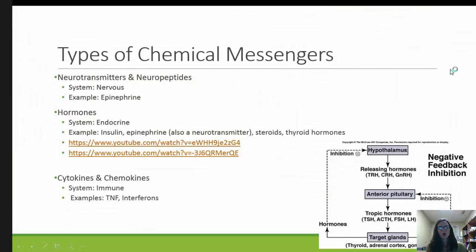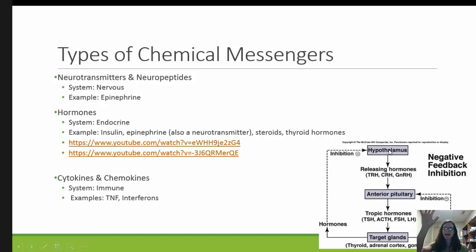Okay, so what he talked about is this kind of hormone cascade. So we have a signal from our hypothalamus that goes to our anterior pituitary, then to our trophic hormones and target glands. These target glands then secrete hormones and then lead to inhibition.